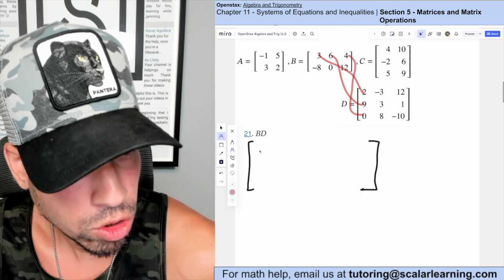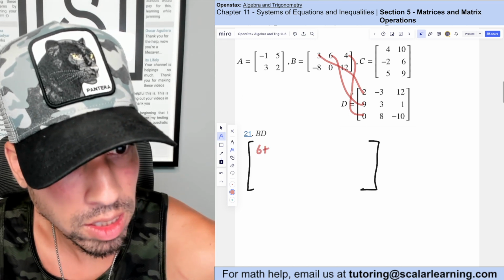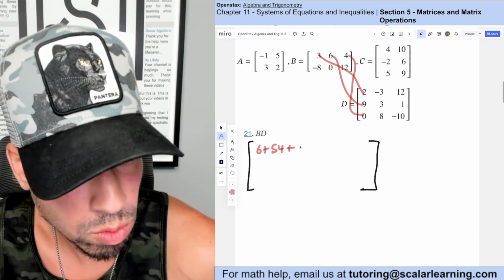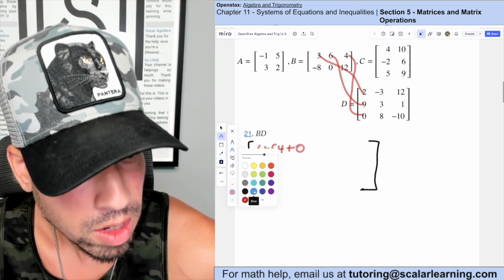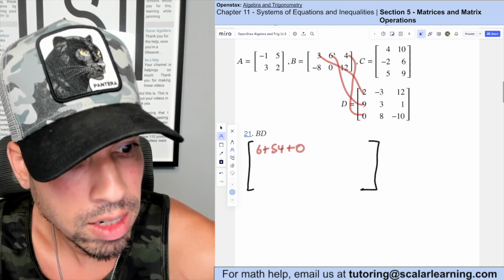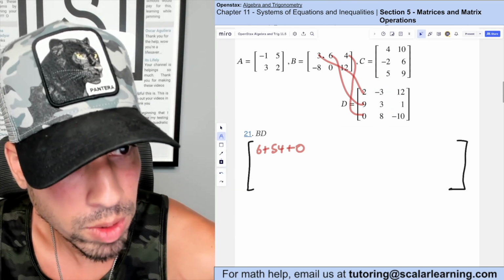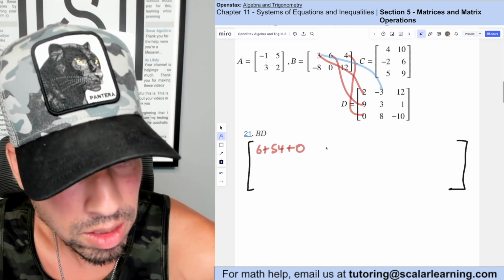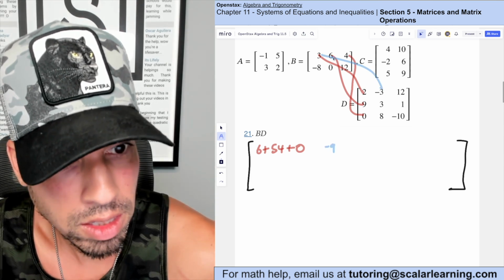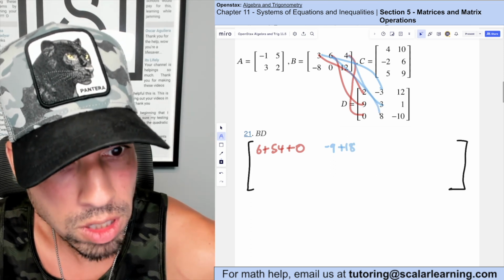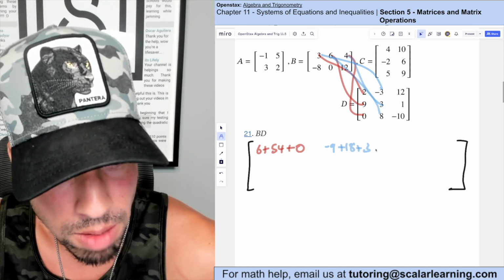And we have 3 times 2, which is 6, plus 6 times 9, which is 54, plus 4 times 0, which is 0. All right, that's the first one. Now we're going to go to a different color, and multiply like so against this guy. So we go 3 times -3 is -9, 6 times 3, which is 18, and then 4 times 8, which is 32. So you see that pattern repeats.